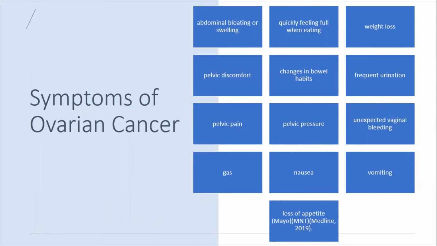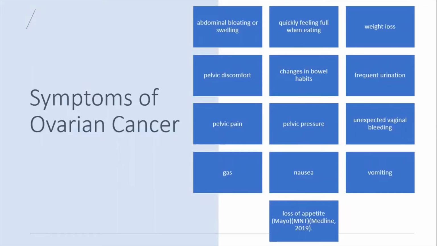With epithelial ovarian cancers, there are oftentimes either no early symptoms or very few early symptoms. When symptoms do occur, they include abdominal bloating or swelling, quickly feeling full when eating, weight loss, pelvic discomfort, changes in bowel habits, frequent urination, pelvic pain, pelvic pressure, unexpected vaginal bleeding, gas, nausea, vomiting, and loss of appetite.